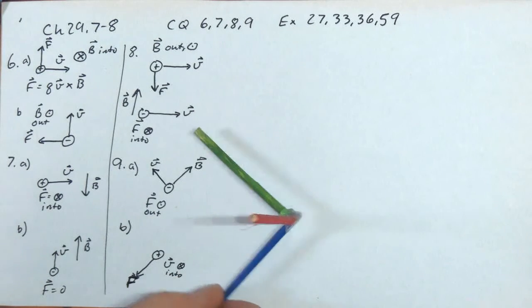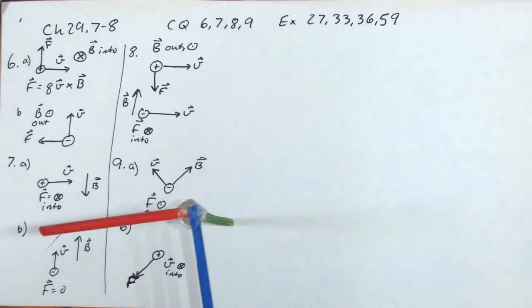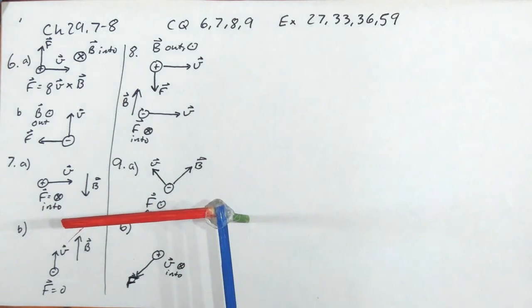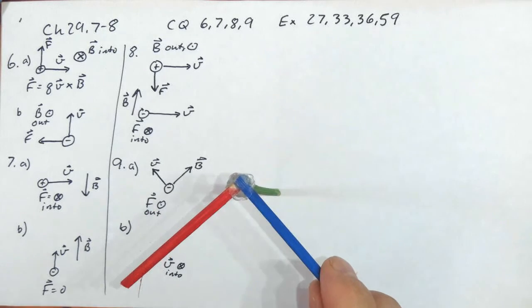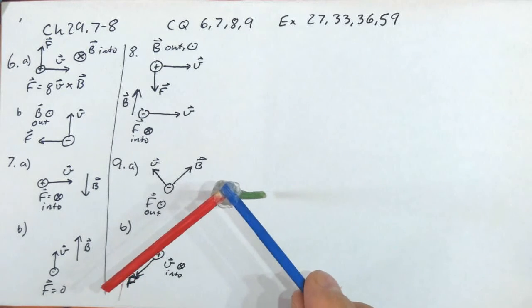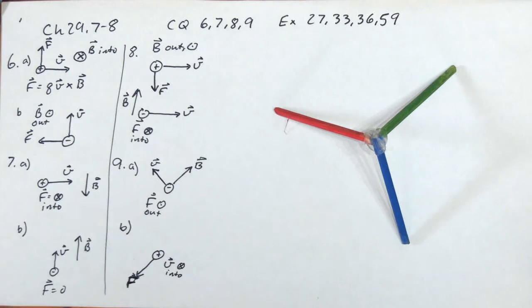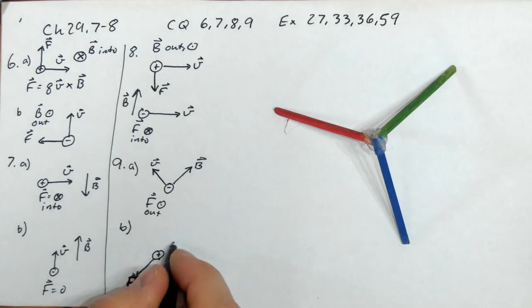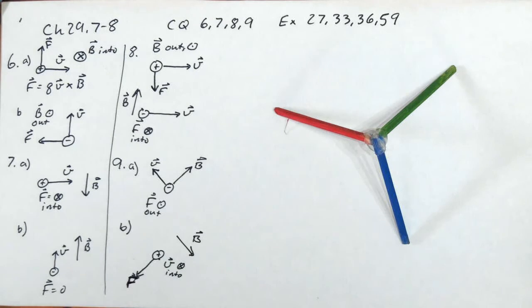Okay, so let's get our green pointing into the page. All right, and our red points down and to the left, which means our blue is down and to the right. And it's a positive charged particle, so that is indeed what it is.